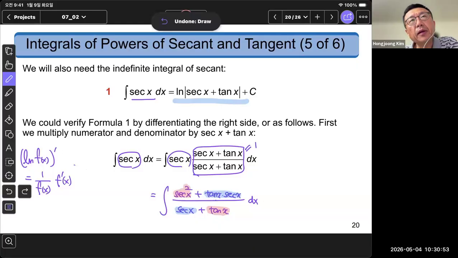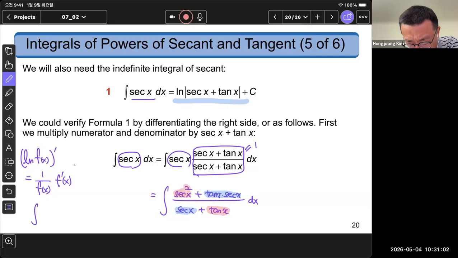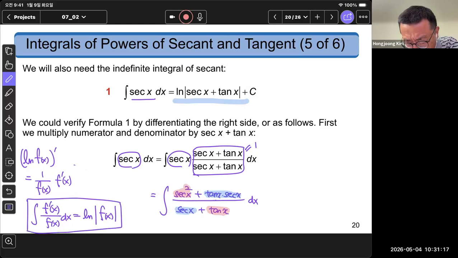So due to this, given integration of f prime of x over f of x dx, you get ln absolute value of f of x. Okay, so this is quite useful. And this is used several times, as you could see even in today's class.